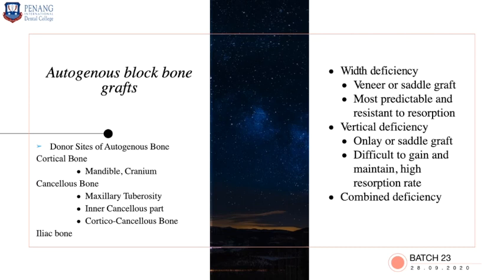So what are the advantages or uses of these autogenous block bone grafts? They can be used in the treatment of width deficiency and height deficiency. You can regenerate the width defect, and both the horizontal as well as the vertical height component can be treated with the help of this block graft.